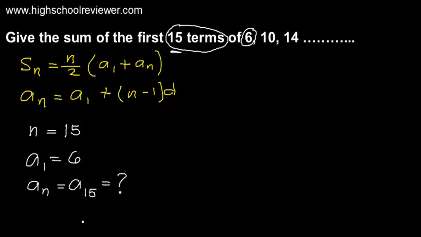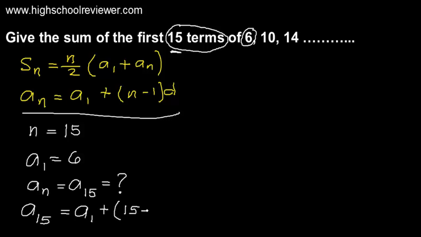Since we do not know the value of a sub 15, let us find a sub 15. We are going to use this equation: a sub 15 is equal to a sub 1 plus n, we know that n is 15, minus 1 multiplied by d. We do not have the exact value for d, so we have to solve for the value of d.